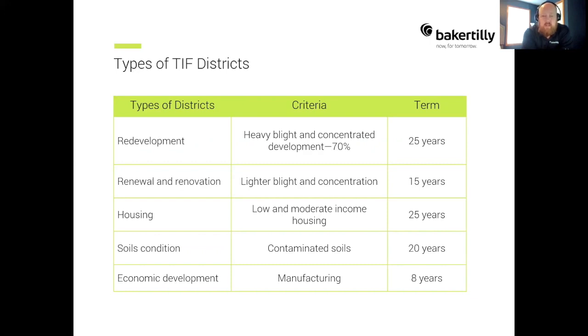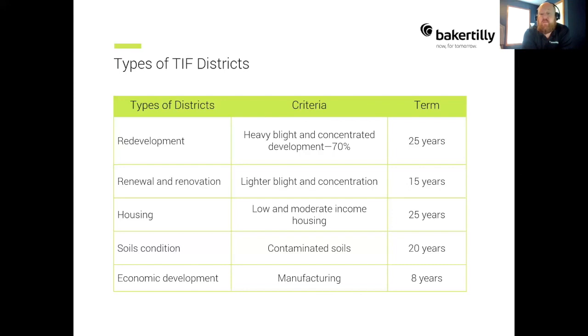So districts are either capable of being created on the basis of the current condition of the property, i.e. blighted in most cases, or in a soils condition having contaminated soils, or they're able to be created on the basis of the post-development use of the property. For housing districts, if you are creating lower and moderate income housing and setting aside a portion of the units for people meeting certain income thresholds, that's how you would create a housing district. That could be a greenfield site with zero issues, but it's the end use of the property that qualifies it for creation within a housing district.